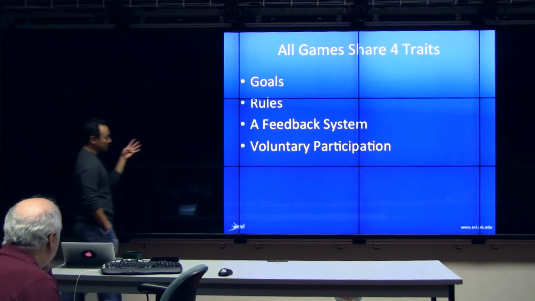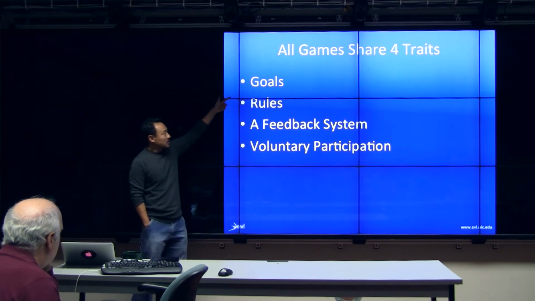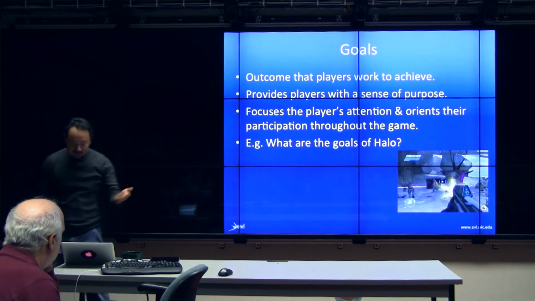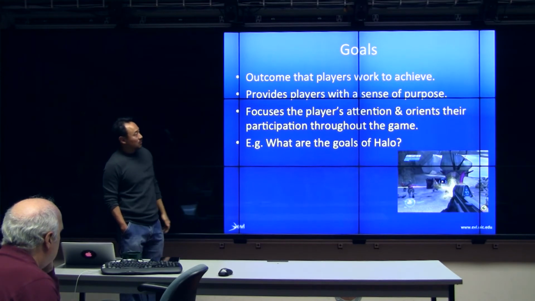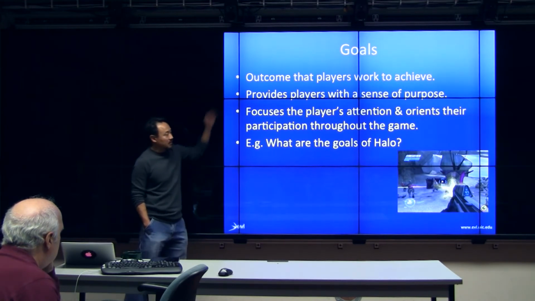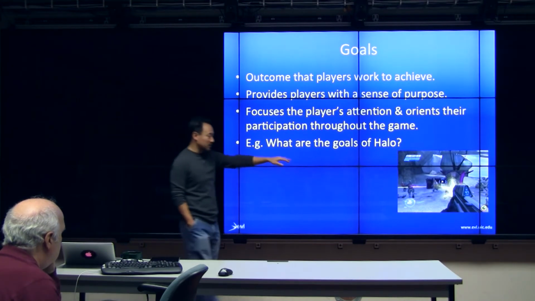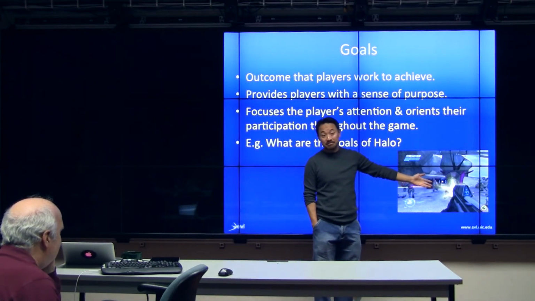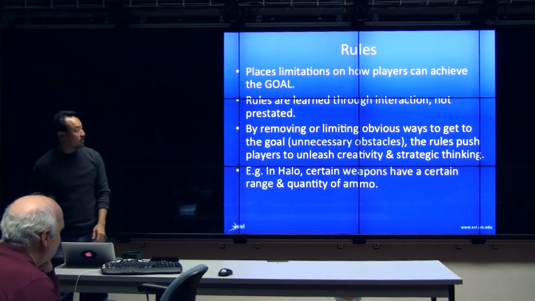So there are 4 traits of games that you should be aware of. And I apologize for those who are taking my game class, and this is a little bit of a repeat. There are goals, rules, a feedback system, and voluntary participation. Okay? So the goals, that's pretty evident, right? This is the outcome that the player works to achieve, right? Gives the player a sense of purpose, focuses their attention, right? If you love these first-person shooter killing type games, what's the goal in that game? Shoot everything that moves, right? Pretty simple.